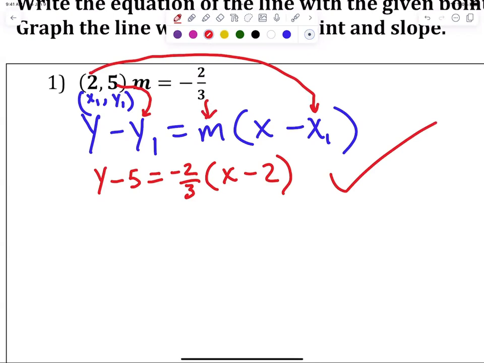Is everybody with me on that? Everybody's good? All right. So that's the answer. That's how simple it is.